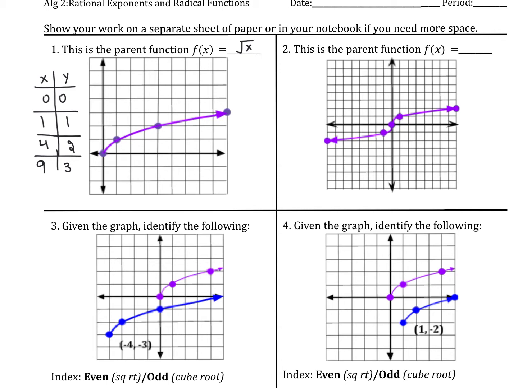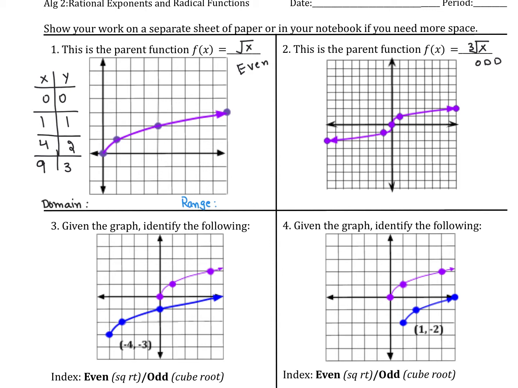Question number 2: this graph has both negative x values and positive x values. It means this is growing to the positive infinity of x and y, and it's growing on the other side to negative infinity for x and negative infinity for y. This type of graph is going to be a cube root graph, and it's also called an odd graph. This one is also called an even graph.